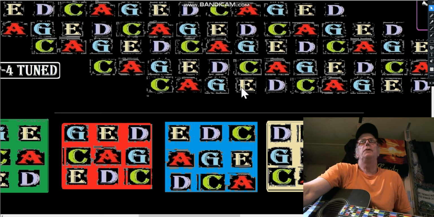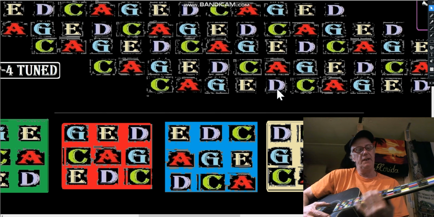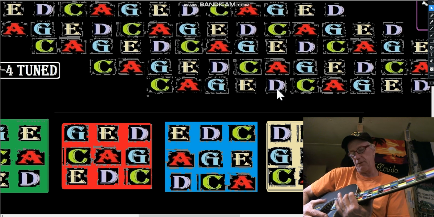So going forwards in string shapes, we have the word cage. The C string shape, 3, 4, 5. The A string shape, 5, 6. They're sharing notes. The G string shape, 6, 7 root. The E string shape, 7 root 2. And the D string shape, 2, 3, 4.